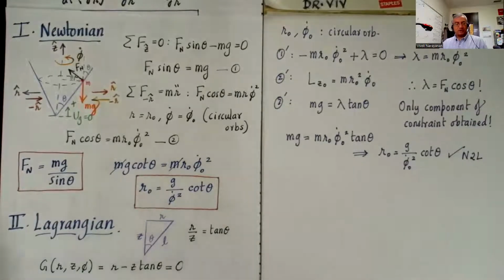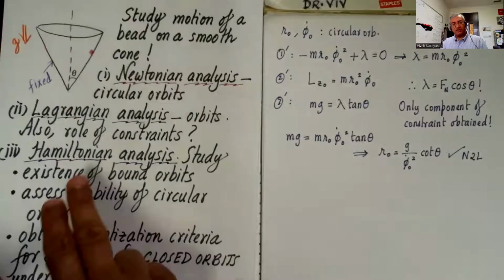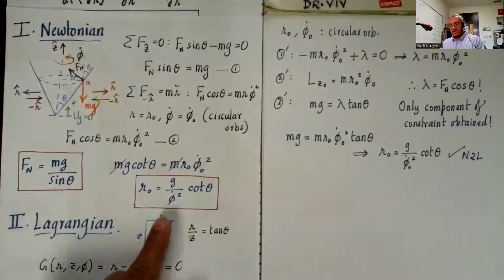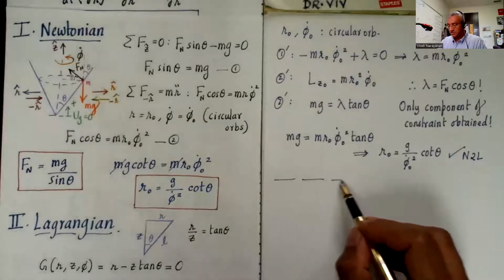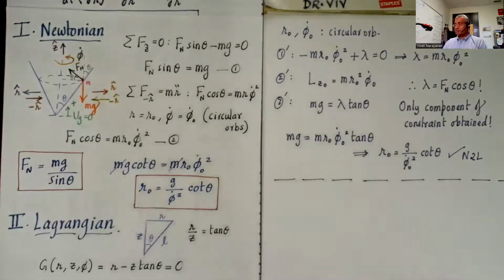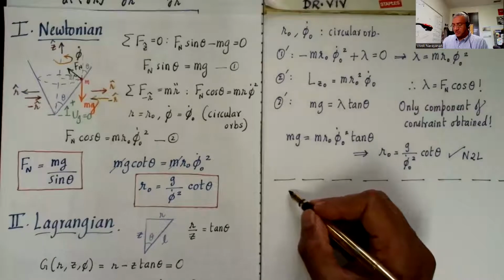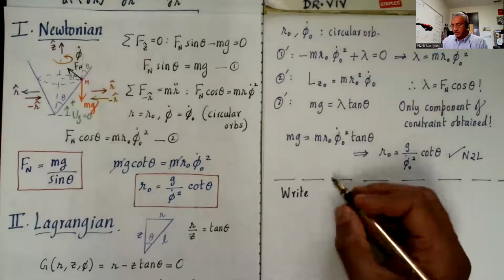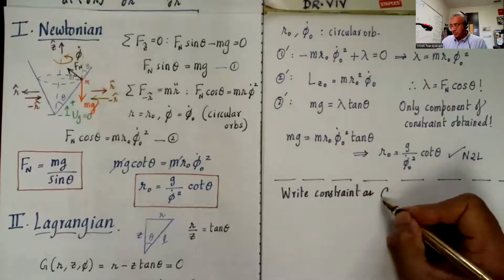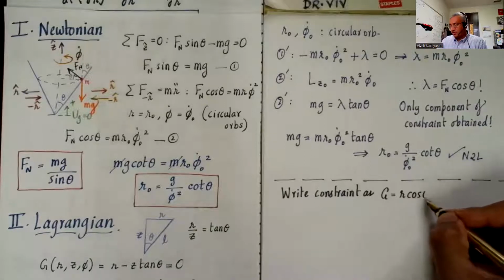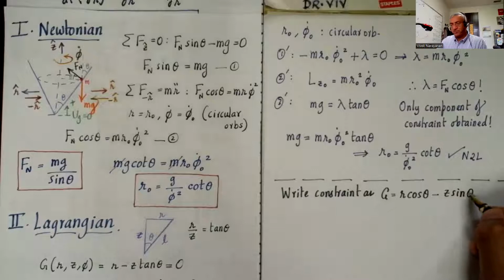Now, here's a philosophical talk. What is the role of constraints in this problem? Now, I wrote the constraint as r over z equals tan theta. Well, let us suppose a little Tweety bird had told me, don't write the constraint like that, write it as something else. So I'll listen to that voice and write my constraint this time as g equals r cosine theta minus z sine theta equal to 0.